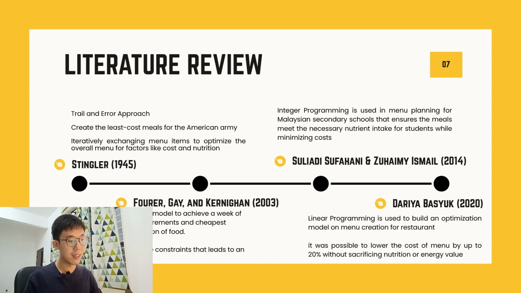So at that time, it was used to build a new menu for their targeted customer, which is a male customer aged between 19 to 24. They achieved to lower the cost of the menu by 20% without sacrificing the nutritional and energy value for their targeted customer, with linear programming.